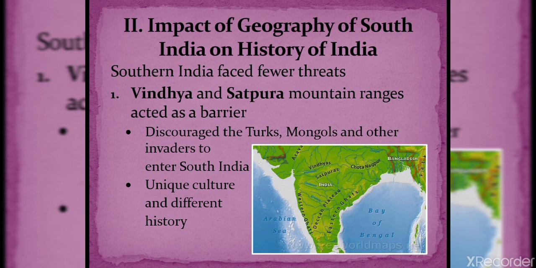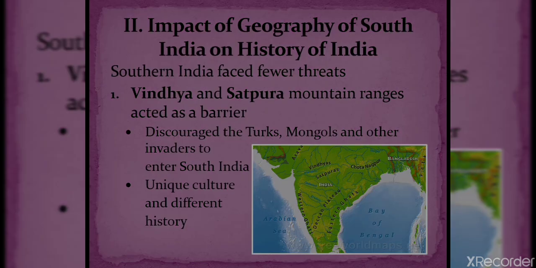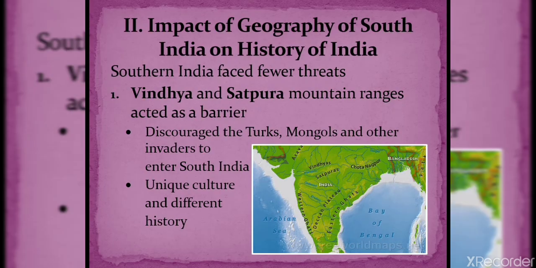For example, the Vindhya and Satpura mountain ranges acted as a barrier. These mountains lie in the east-west direction in the north of the southern peninsula. They discouraged the Turks, Mongols, and other invaders from entering South India. So, in the Deccan and the South, there is a unique culture and a different history.